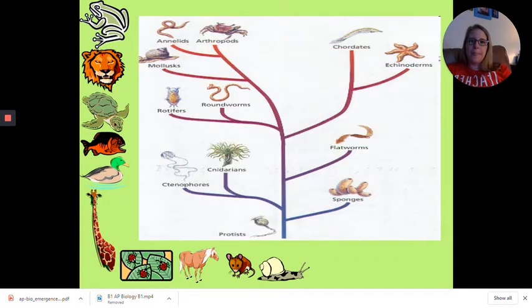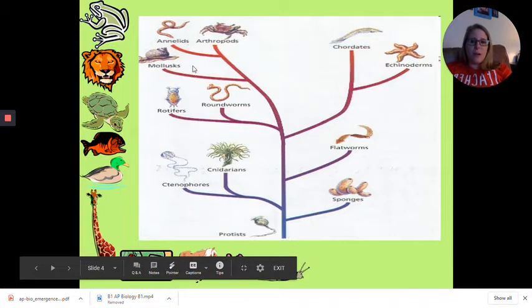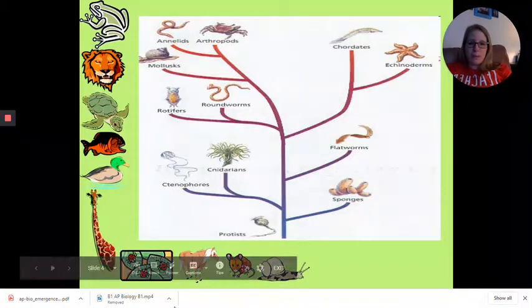All right, so here is a picture. Down here, this is a phylogenetic tree. Sorry. So down here is a protist. A protist was not an animal. Animals developed right after protists. So from here up is animals. Let me put on my pointer. So from this line up, they're all animals.